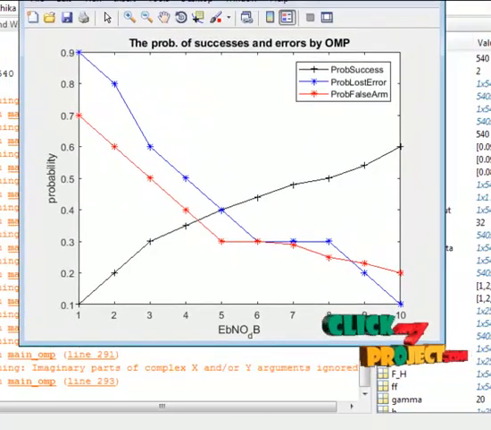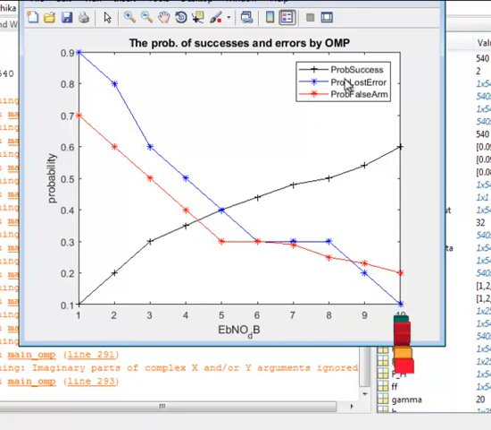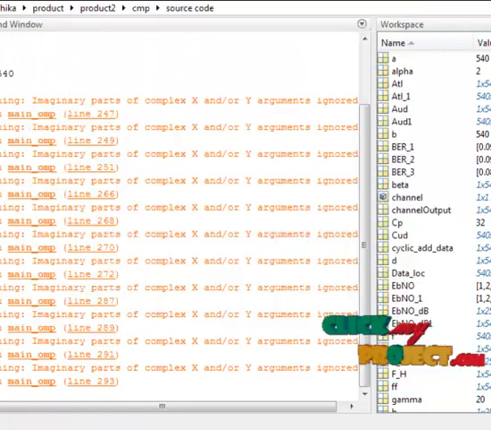The final is the probability. The probability of success, probability of lost error and probability of false alarm have been found in this, and plotted against Eb/N0 dB. In this, it is decreasing in order. That's all about the running procedure of the project.